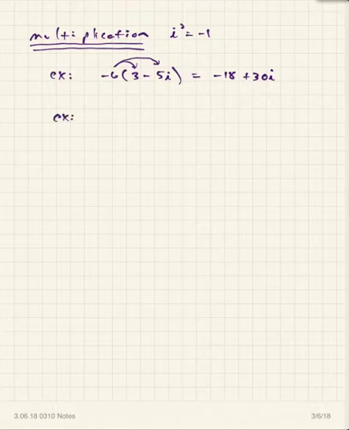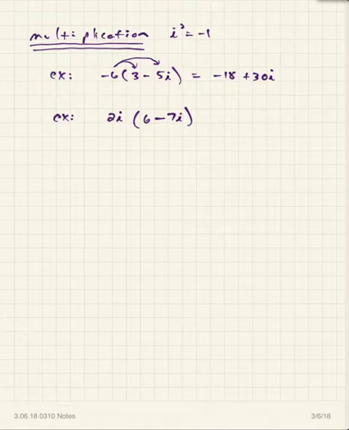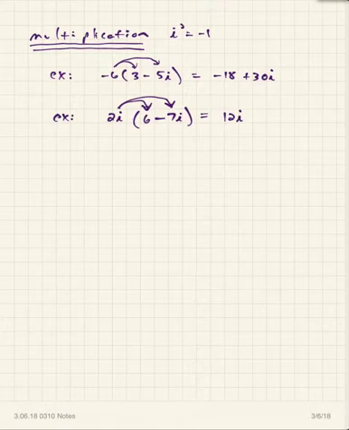Now this next problem, you do have to be careful here, because now i squared equals negative 1 is going to come into play. It's still a distributive property problem. You're going to multiply through by 2i. And so 2i times 6 would be 12i. And then 2i times 7i would be, and this is where you have to be careful, this would be 14i squared, because it's going to be an i times an i.